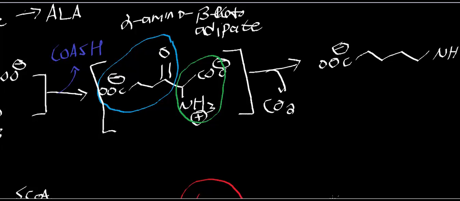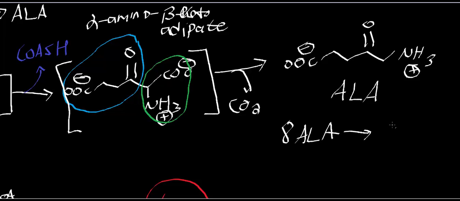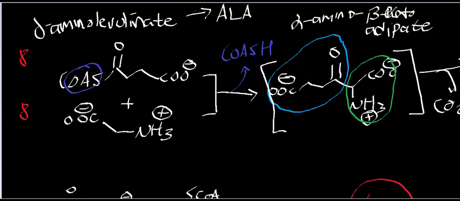There's my amine, and then I have my carbonyl right here. So this right here is aminolevulinic acid. And so to make one heme, I need 8 of these. So 8 aminolevulinates ultimately go to one heme. So ultimately, it's going to consume 8 succinyl-CoAs and 8 glycines.